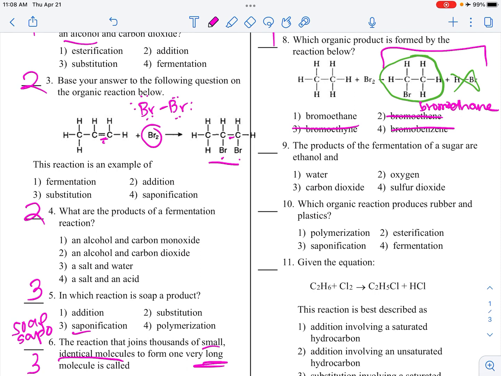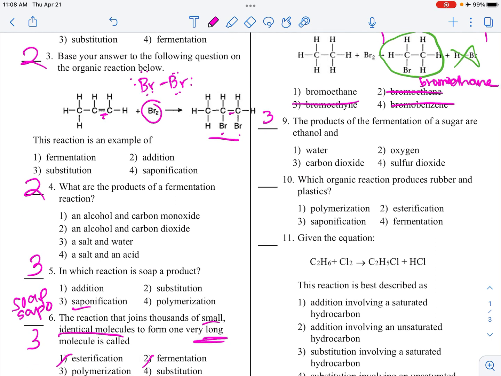Another one about fermentation. The products of a fermentation of a sugar are ethanol and carbon dioxide. Think about all the yeast burping it back up.